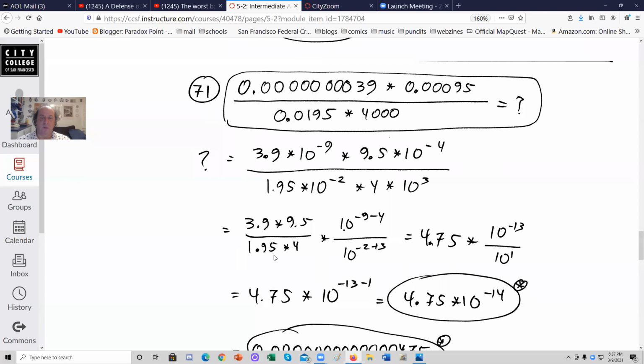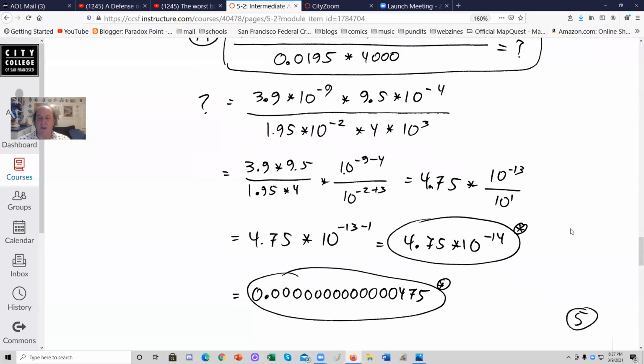This all multiplies and divides out to 4.75. Negative 9 minus 4 is a negative 13. Negative 2 plus 3 is a 1. 10 to the negative 13 over 10 to the 1. We subtract the exponents. And we get 4.75 times 10 to the negative 14.